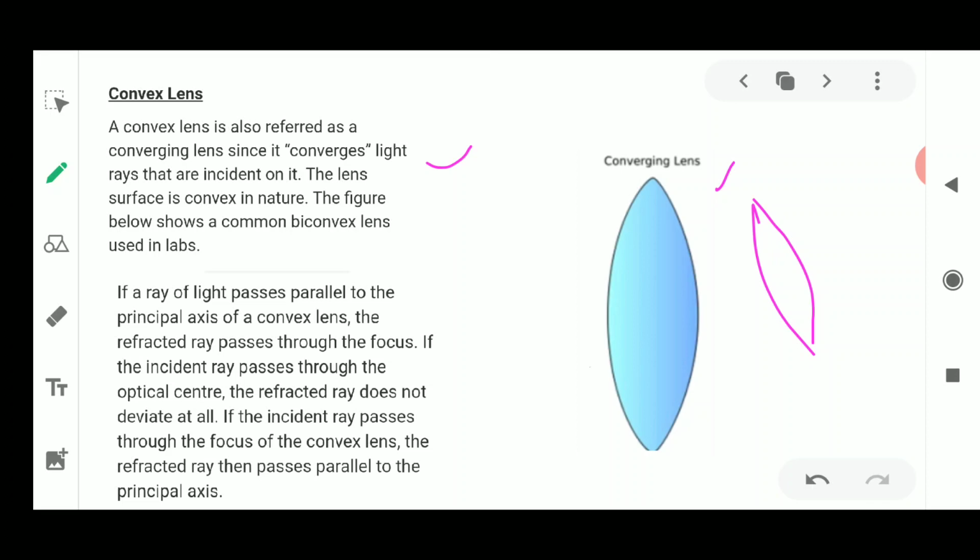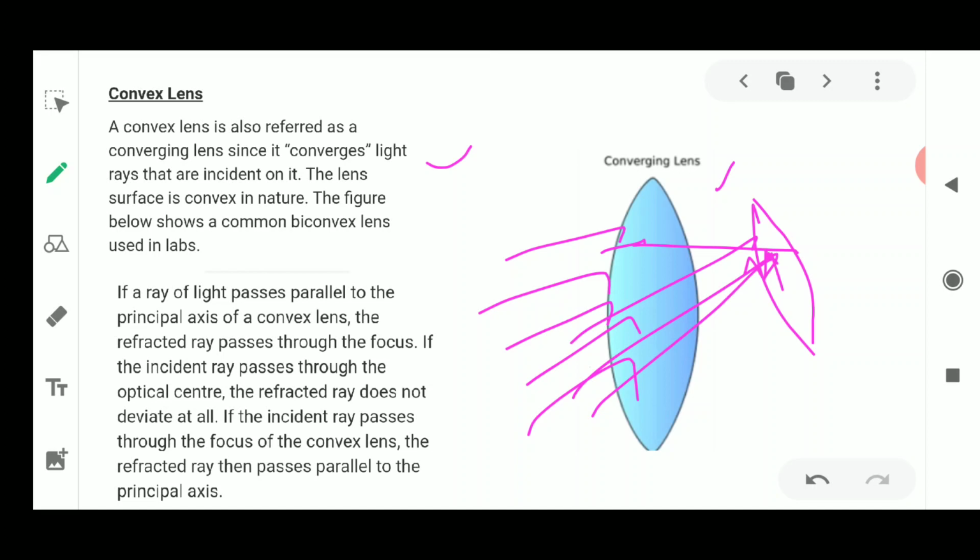The first law was that the incident ray, the normal and the point of incidence all lie on the same plane. Similarly here also the incident ray, the refracted ray, the point of incidence and the angle of incidence all lie on the same plane. What is the incident ray? The rays of light which travel from one medium into another medium are known as the incident light, okay. So the light which enters this converging lens or convex lens is all going to be converged at one single point, okay.